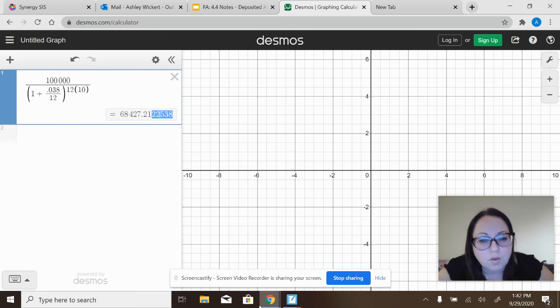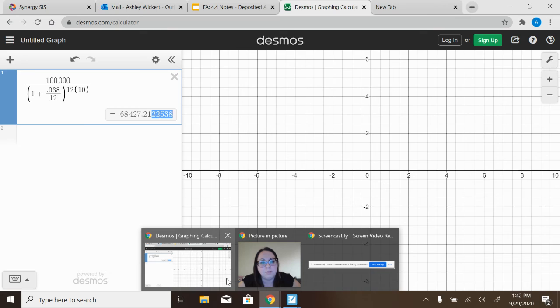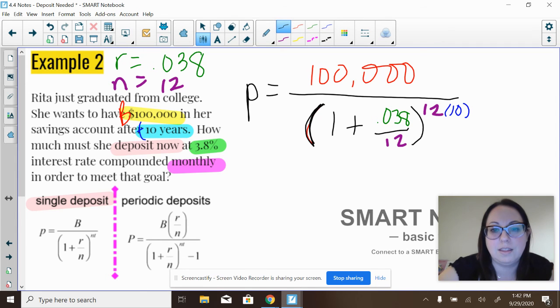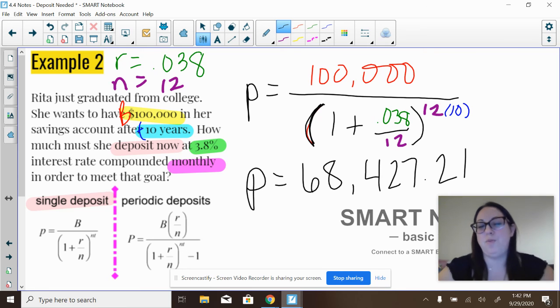Okay, so I'm going to go ahead and put my deposit amount down. It was, I can't remember, $68,427.21. And we're rounding that off at that 21 cents. So if she lets that amount sit in the account for 10 years, it will accrue to $100,000. You have to have that money first in order for that to happen. So an interesting question.